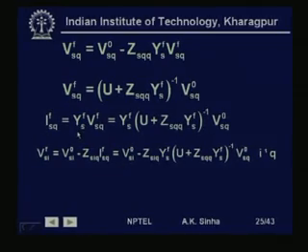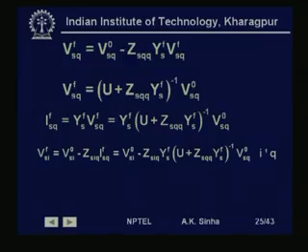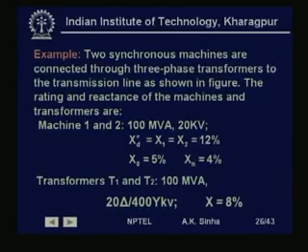Once we know the post fault voltages at all the buses, we can find out the post fault currents in any branch in the system. So, this is how we compute the post fault voltages and currents for any type of fault on a power system. So, we will take again the same example.